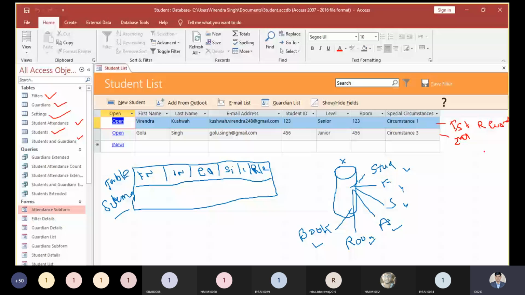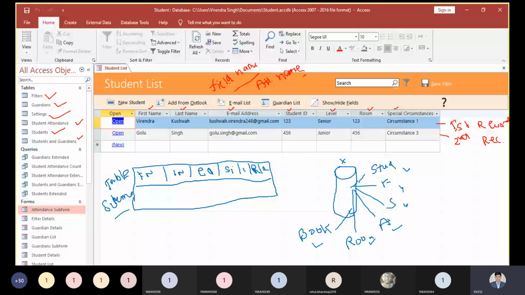Now first name, last name, email address, student ID, level, room, and special circumstances. These are my field names, or these are also known as attributes. In short I can write it like this: attribute name. So a table is a collection of rows and columns, and rows are represented by records and columns are represented by field names or attribute names.